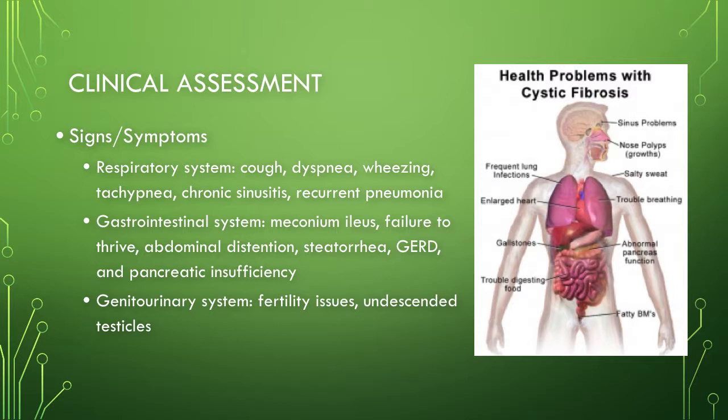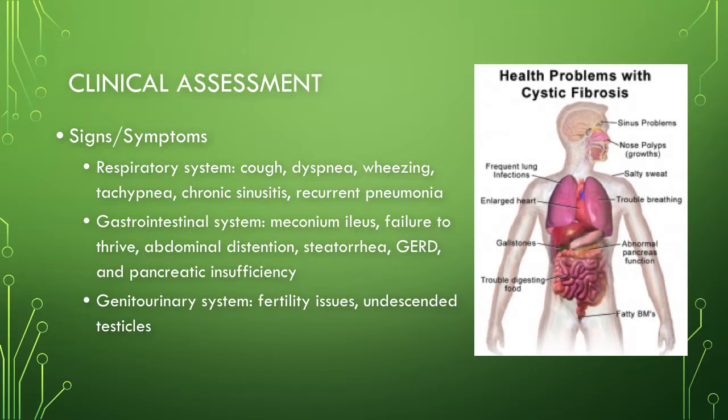Now we're going to talk about the clinical assessment, including the signs, symptoms, and physical examination. Symptoms of cystic fibrosis often begin in infancy, with respiratory manifestations being the presenting complaint in the majority of patients. The most common initial symptom of cystic fibrosis is a chronic cough that eventually becomes more persistent and may produce mucopurulent sputum.